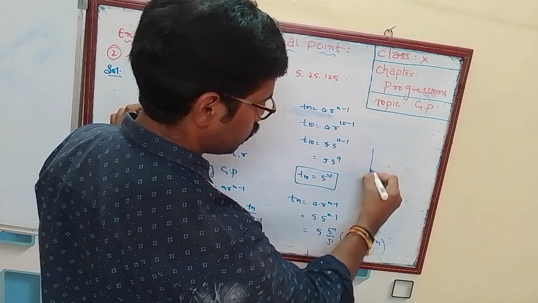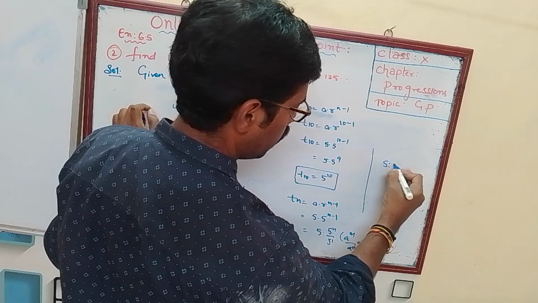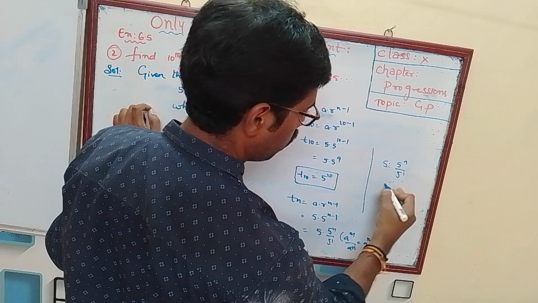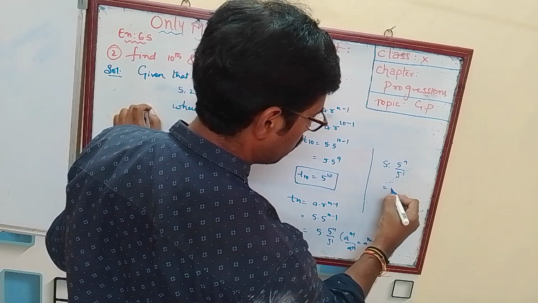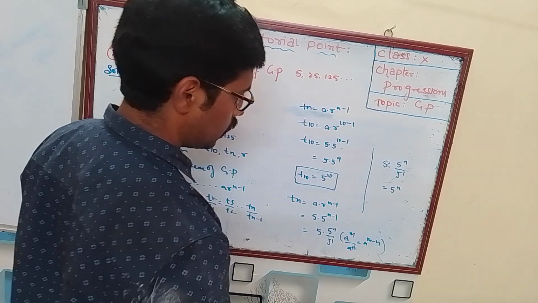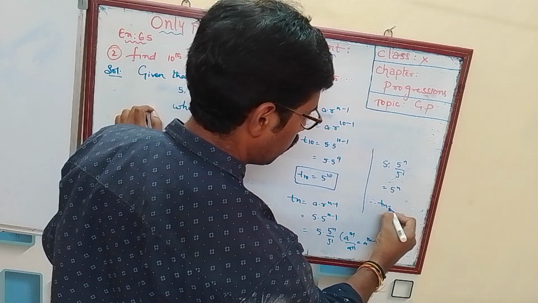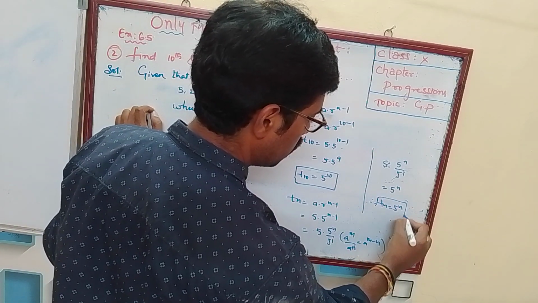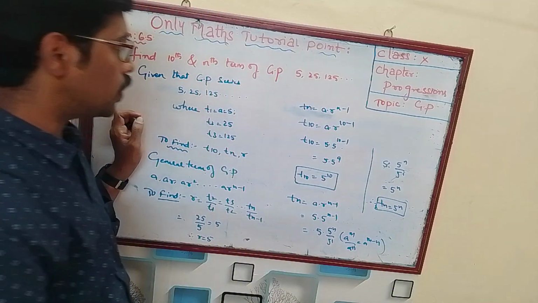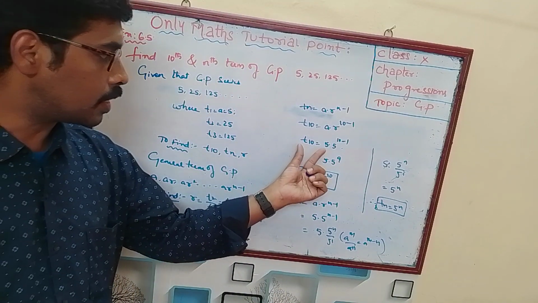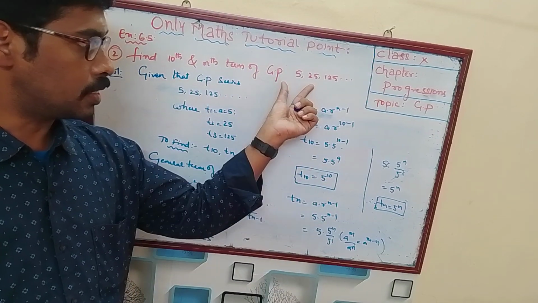So simplify here. What do we get? 5 into 5 power n by 5 power 1. The 5 power 1 and the 5 get cancelled, and you get 5 power n. Therefore, Tn equals 5 power n. This is the nth term for the given series, and this is the 10th term for the given series.